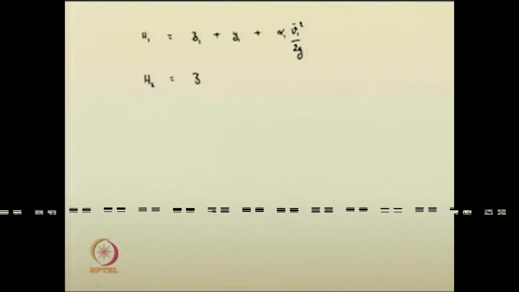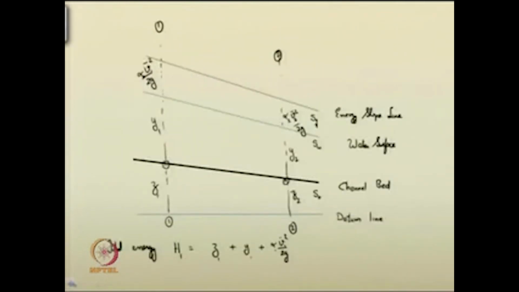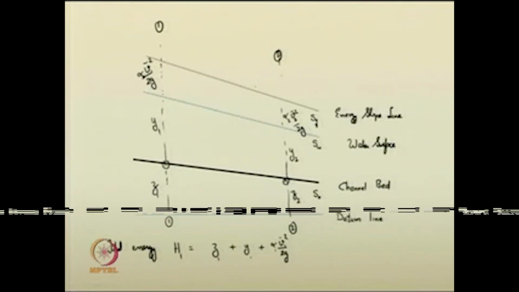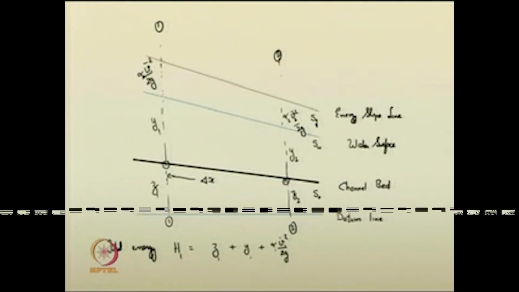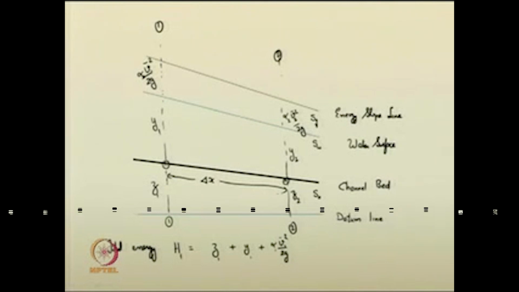H2 is equal to Z2 plus Y2 plus alpha 2 V2 squared by 2g. Like this you can give the energy equations for the two sections. So, what do you get if these two sections are separated by a distance del x in the bed? Then we can write the following form.